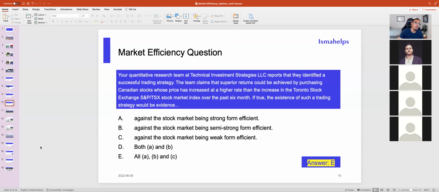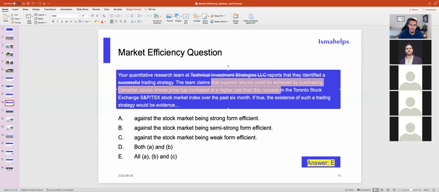To be completely fair with y'all, when I read questions like this on an exam, and yes, it's in the homework, I'm going to hook you up with the homework right after. If I see this on an exam, I literally just take this off. I don't care about that. I only read this part. I don't care about this part. Okay, superior returns, that's pretty important. Okay, by purchasing something, then the increase. So for me, this is pretty important.